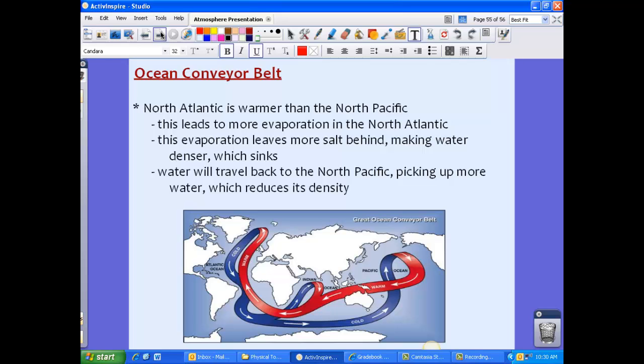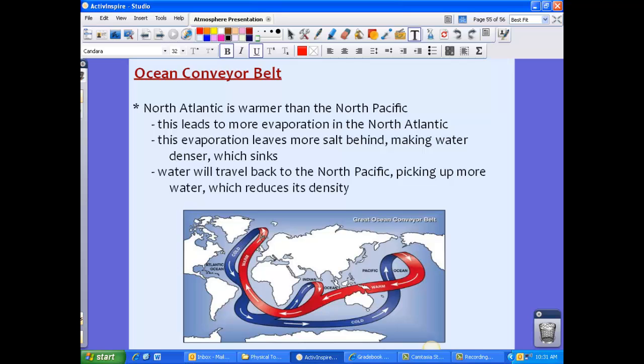So the North Atlantic is actually warmer than the North Pacific. Now this leads to more evaporation in the North Atlantic. The evaporation is going to leave more salt behind, which makes water denser, which is going to sink. So this is the reason why in the North Atlantic we see this pattern where the warmer water turns into colder water. It's going to sink to depths. Whereas in the Pacific Ocean, it's going to turn into a warmer pattern, and it's going to warm itself up a little bit, and it's going to turn into warmer currents coming out of the Pacific Ocean.